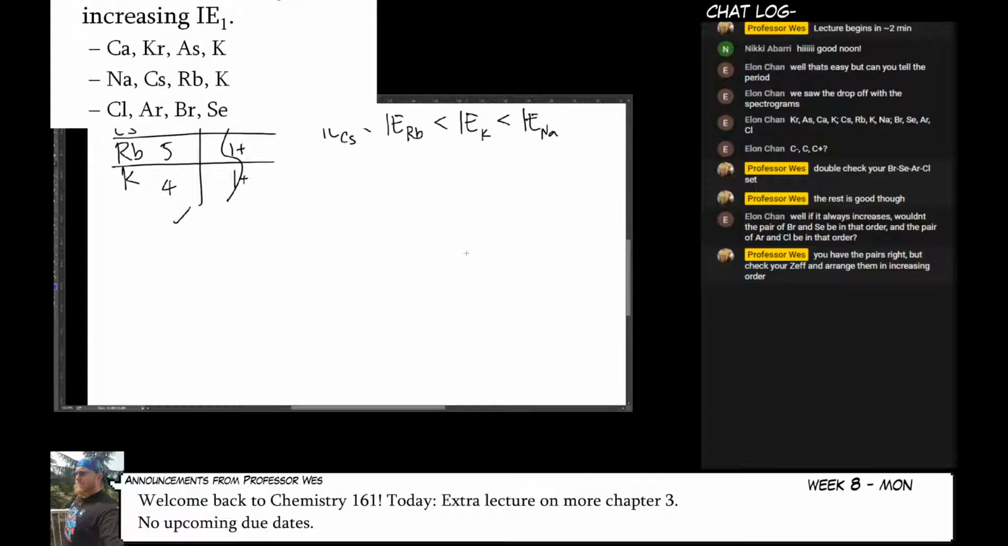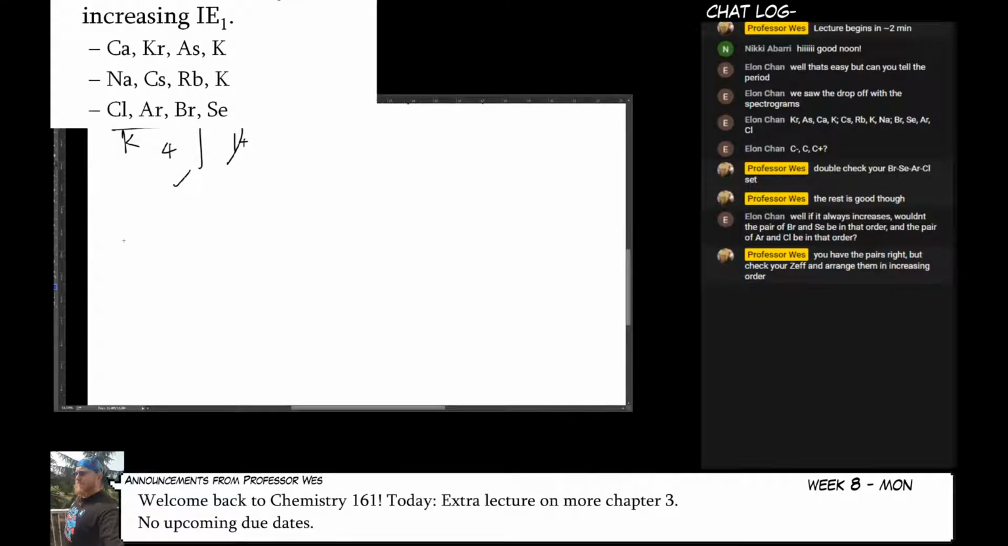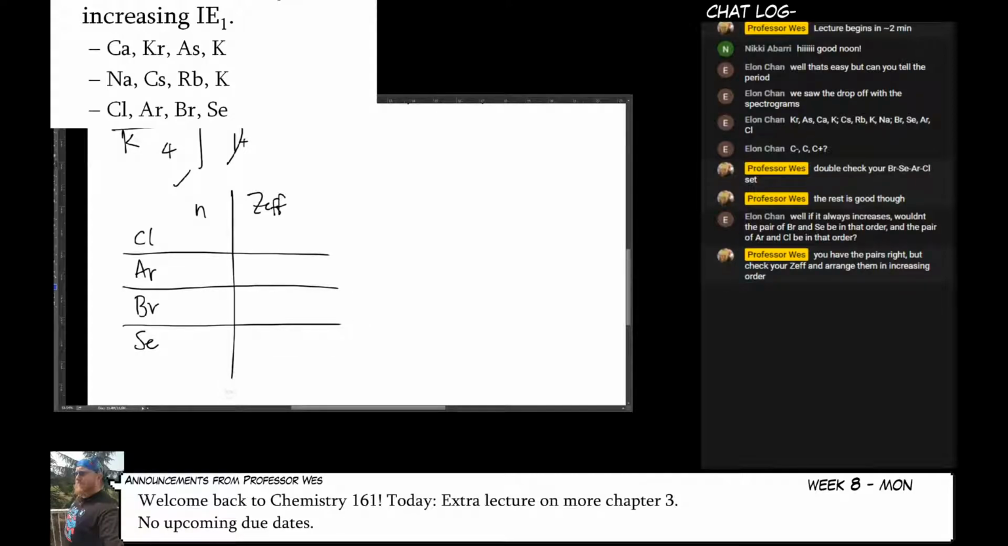All right. And then the last set here. This is the most similar to what you'll see on the quiz because I've given you a set where they're sort of scrambled. So if I look at what periods the elements are in, chlorine and argon are in period 3, bromine and selenium are in period 4, so we have differences there. And then when I do Z effective, I get this. And you're probably thinking, how the heck am I supposed to manage this?